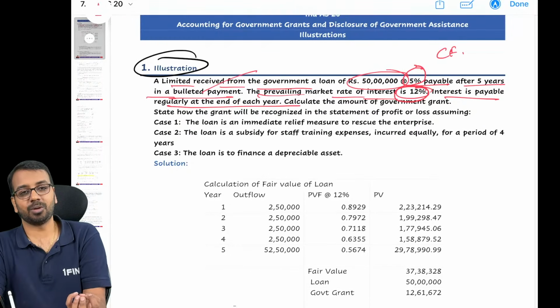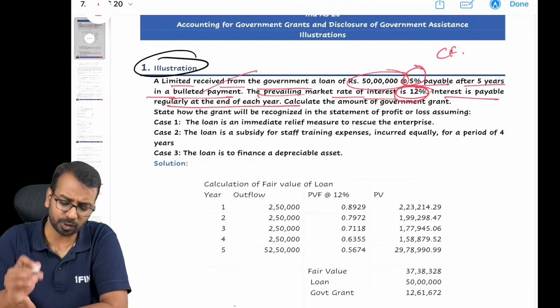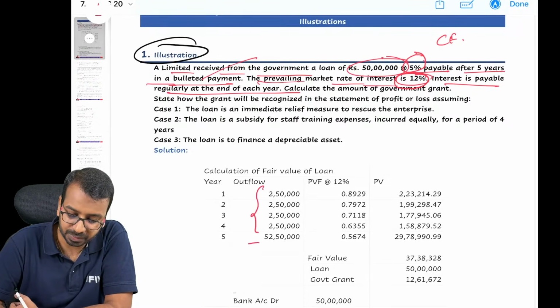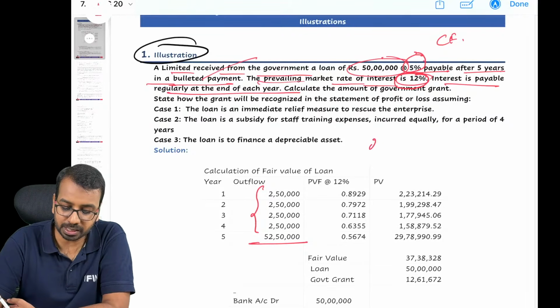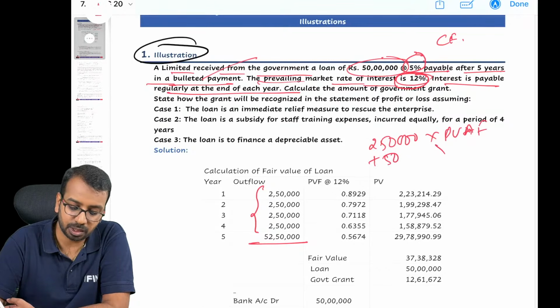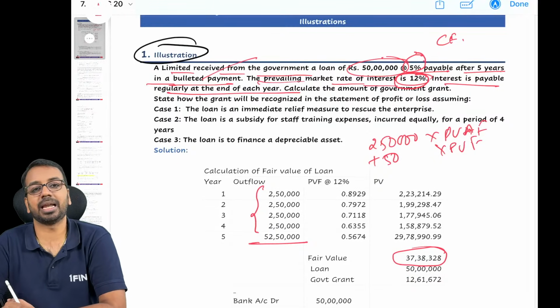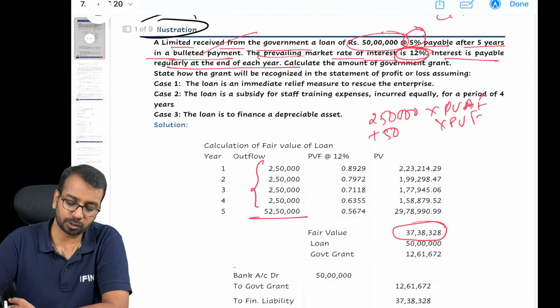So like we calculate the present value of bonds when we do Ind AS 10, right? Same concept here. 50 lakhs into 5%, every year interest is 2 lakh 50,000, and in the fifth year the repayment is 50 lakhs. Now you can do this two ways: 2 lakh 50,000 into the present value annuity factor plus 50 lakhs into the present value factor. The fair value of the loan comes to 37 lakhs 38,000.